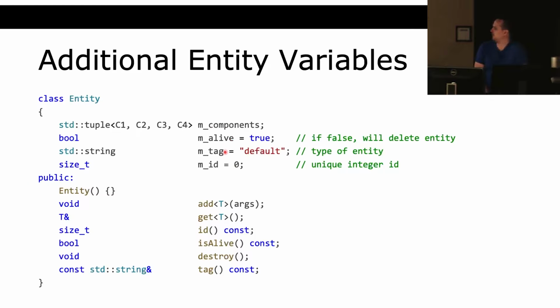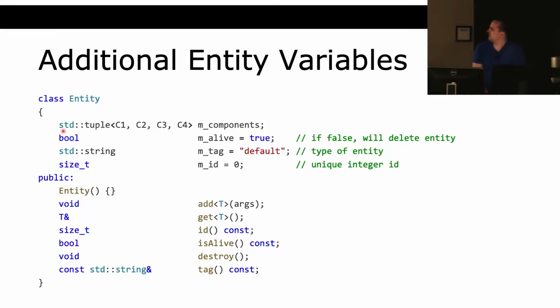And then we'll also have some functions associated with those. We do not want direct variable access to these, so we have some getter functions down here where you can get the ID, check to see if it's alive, destroy the entity, or get the tag. So this is essentially what our entity class is going to be. It's all of the components, a unique integer identifier, something that says whether or not it's still alive, and a tag that we can use to describe the entity or give it a type somehow.